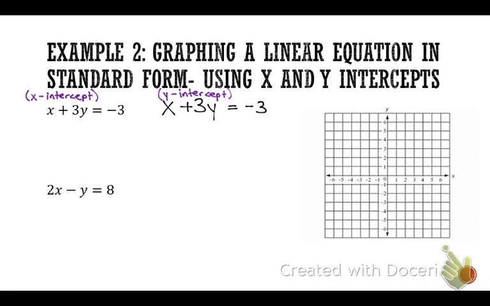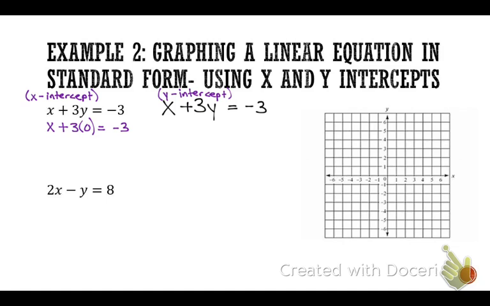Okay? Now, here's my rule. If I want to find the x-intercept, I need to substitute 0 for y. I can't have two variables that I'm solving in an equation. I need to get rid of one of them. So in order to do that, I'm going to give y a value of 0. So now it's x plus 3 times 0 equals negative 3. All right? So to solve for the x-intercept, I substitute 0 for y.